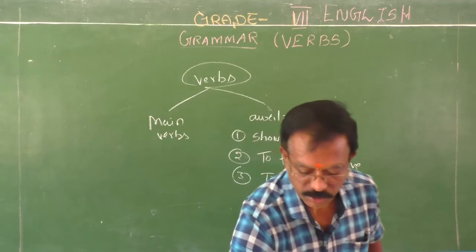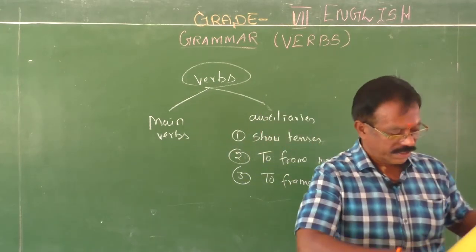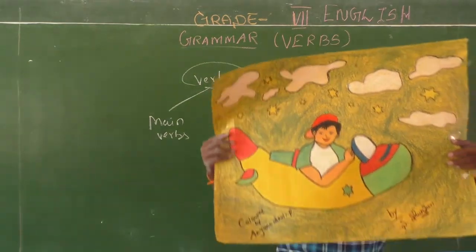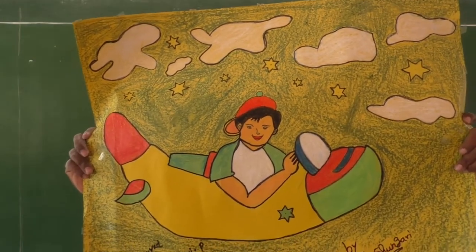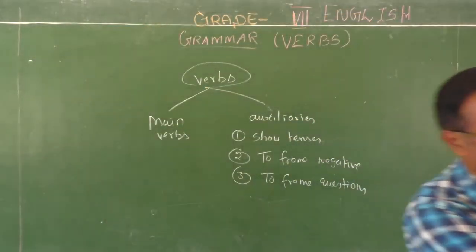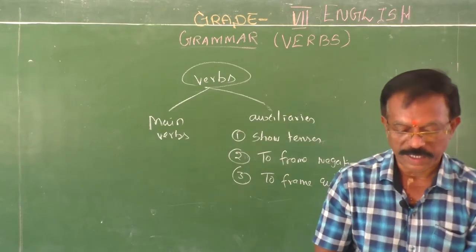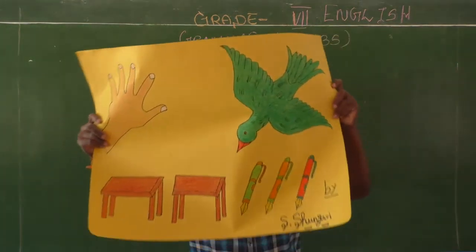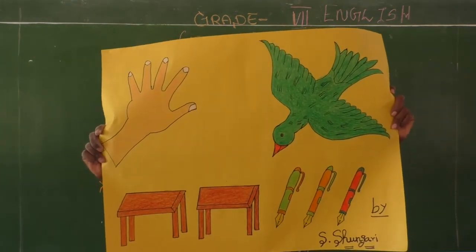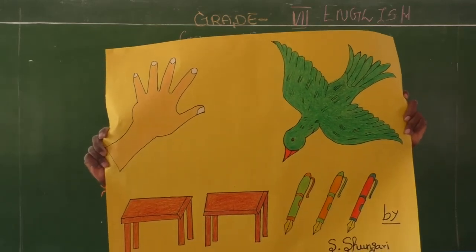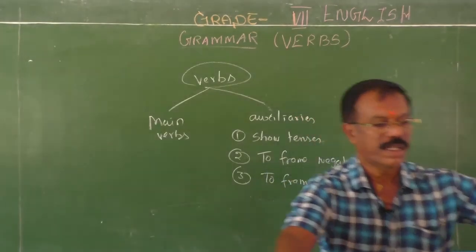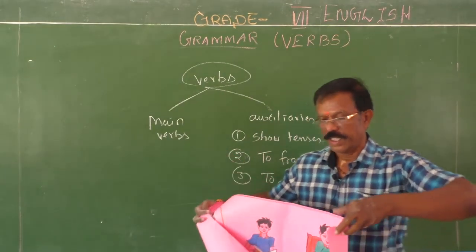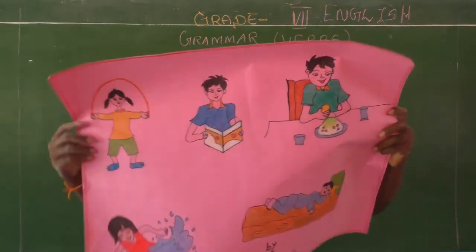Once again, I would like to show you the charts. All the pictures in the charts show the position of a verb. So a verb shows the position or the state of a person or thing. And then the second chart shows what a person or thing has. That's also an important function of a verb. So here in this picture, what a person or thing has is shown by the verb. So it shows the position as well as the possession of a person or thing. And then the important function of a verb is that it shows the action done by the subject or action done to the subject.